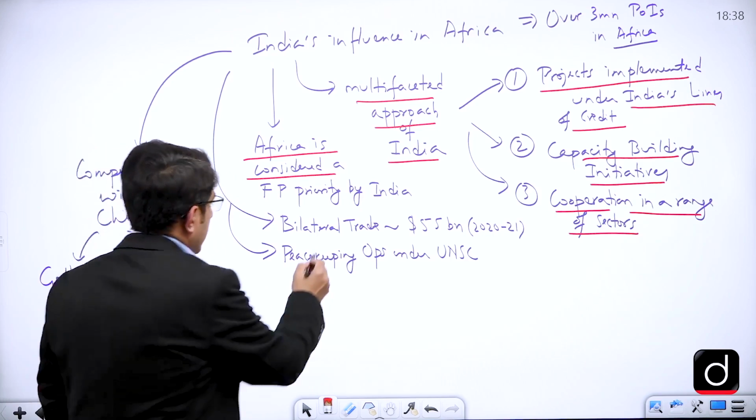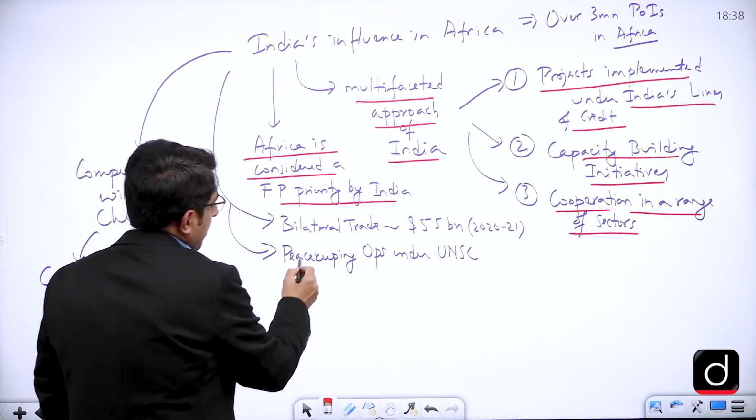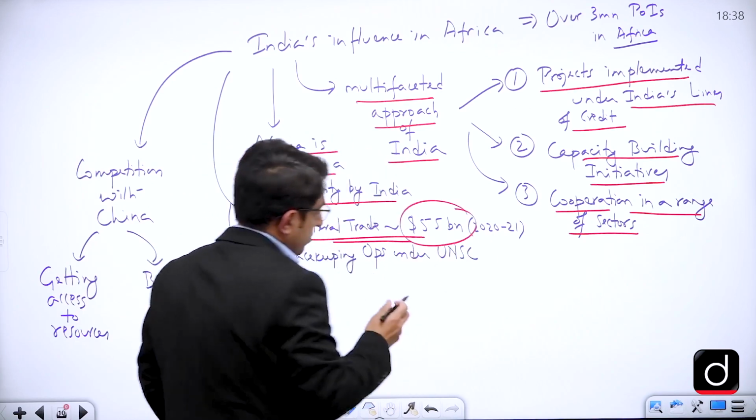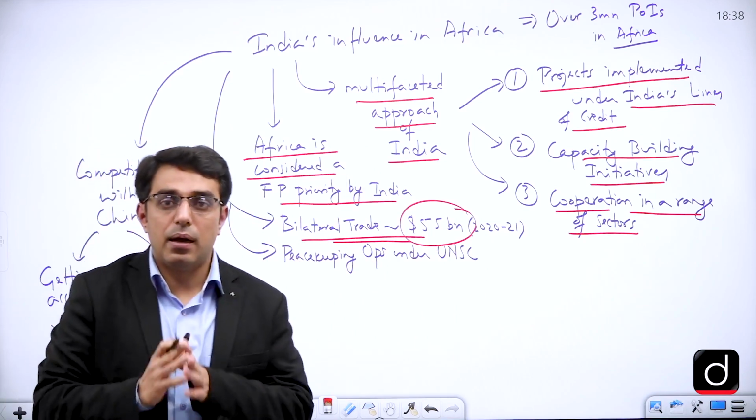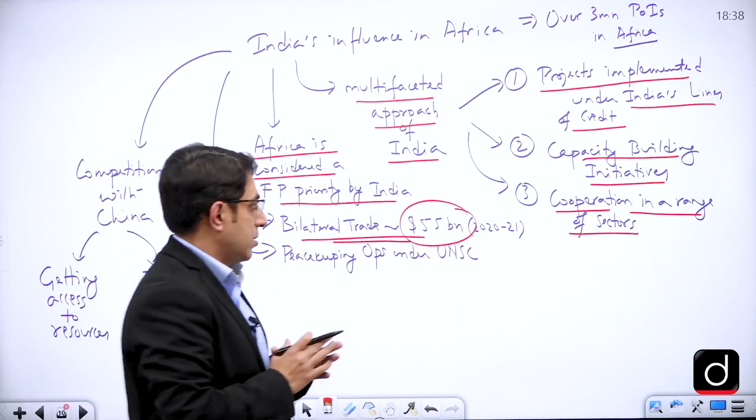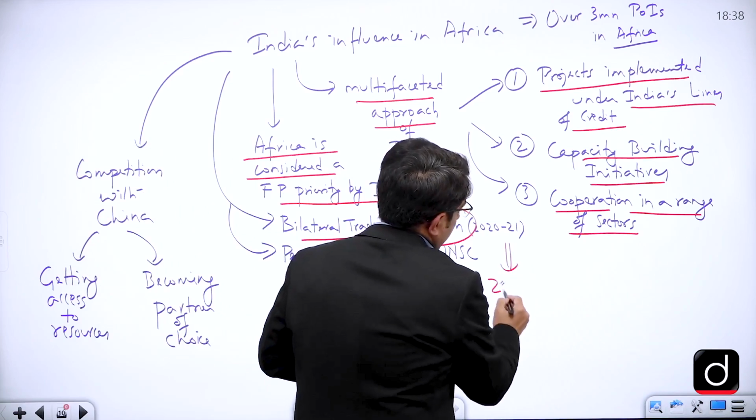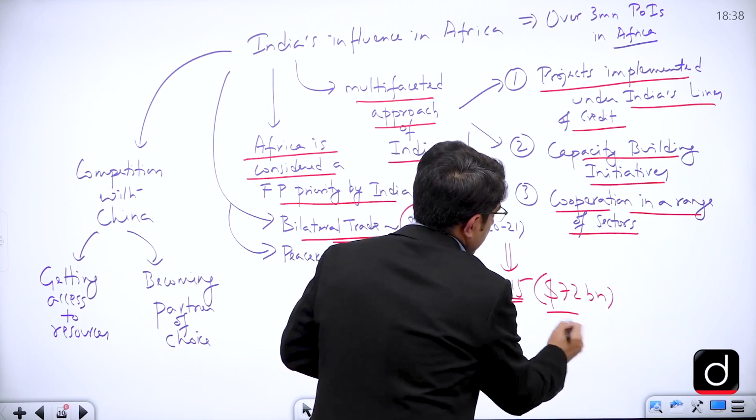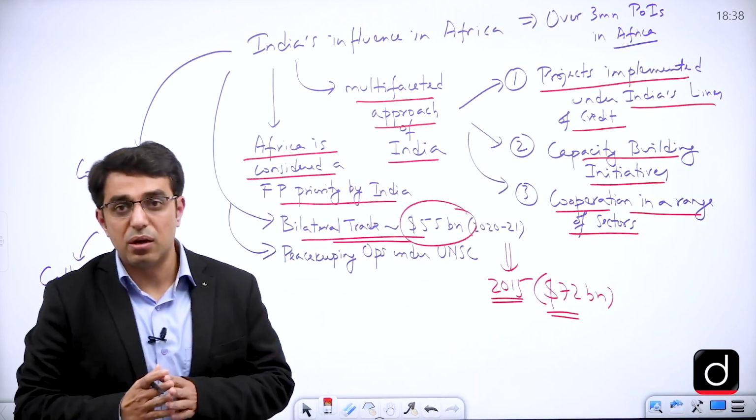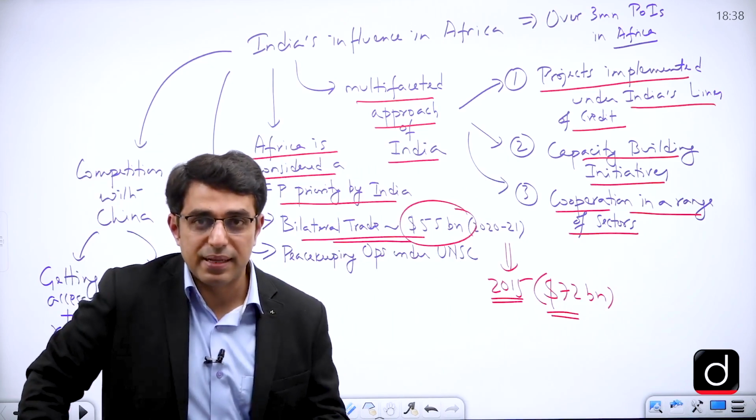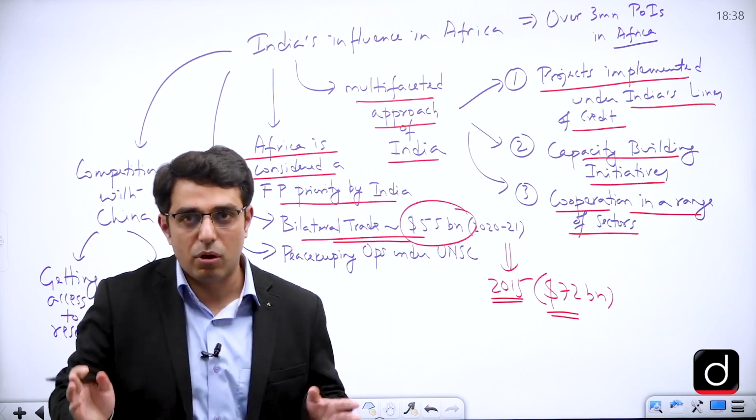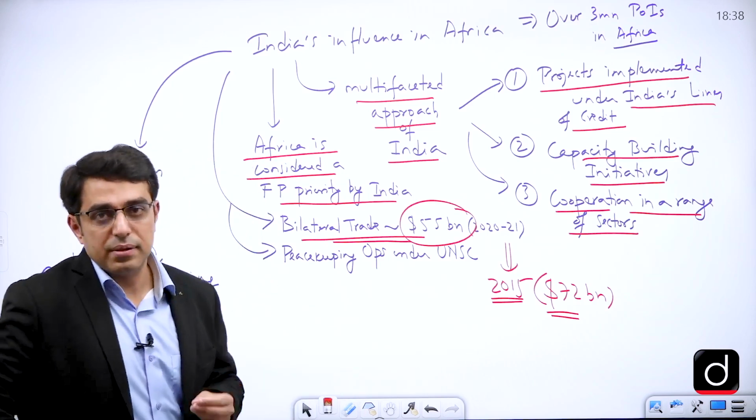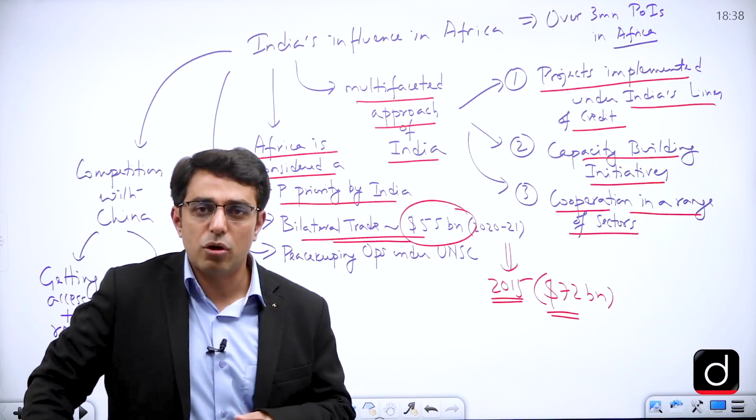It has become a foreign policy priority for India, and the bilateral trade between India and Africa is around $55 billion. So, it has shrunk a bit. The highest point it reached was around 2015, where it was around $72 billion, but it has come down also because of the COVID-19 pandemic that has affected Africa, India and almost the entire world. But still, it is a significant trade that India has with Africa, and there is a lot of potential to improve it.